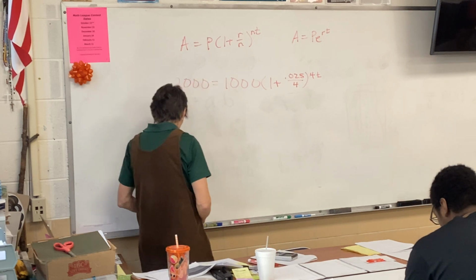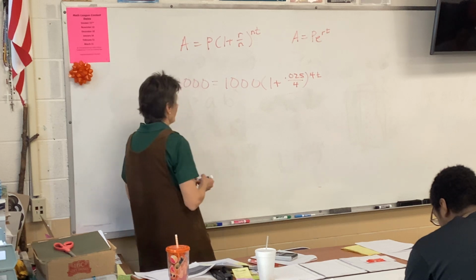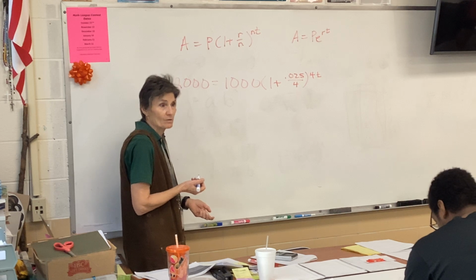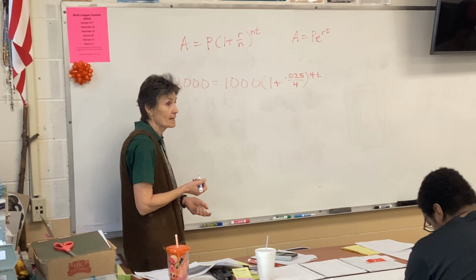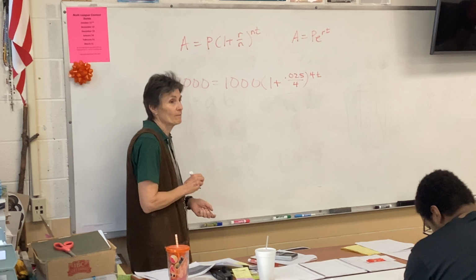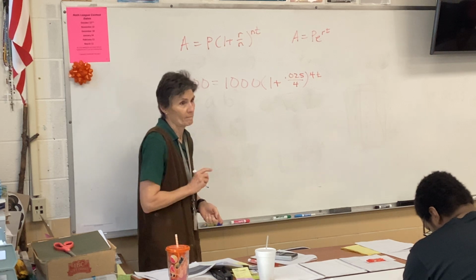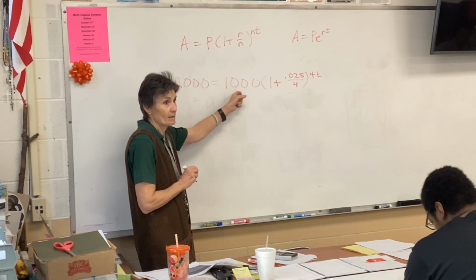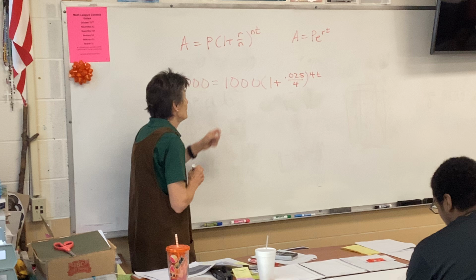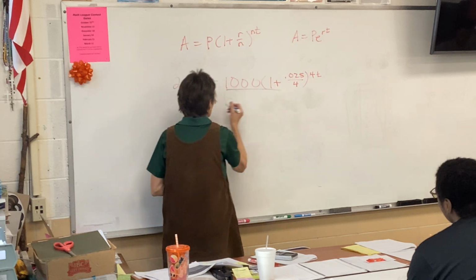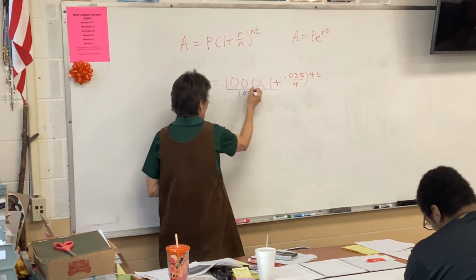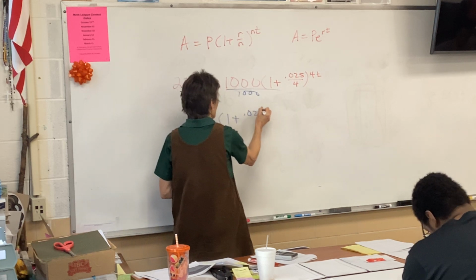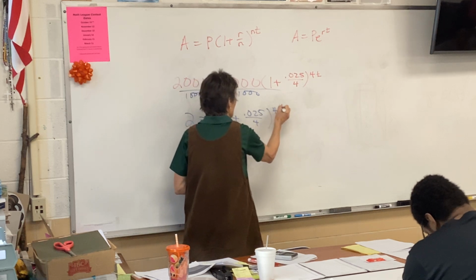Okay, so what's the very first thing we're going to want to do in this equation? I can't remember how far we got yesterday. Anybody want to take a stab at it? It's always going to be the first thing you do, no matter which formula you're using. You're going to divide by this number. You've got to get this number out of here. So we're going to divide both sides by 1,000. And that works out really nicely. That gives me 2 equal to 1 plus 0.025 divided by 4 to the 4t.